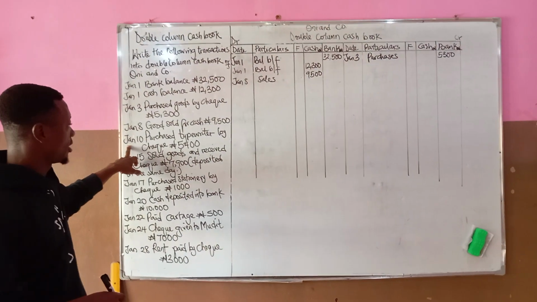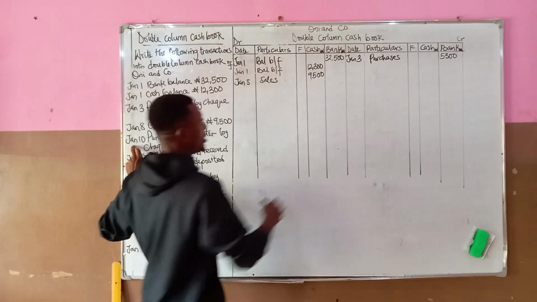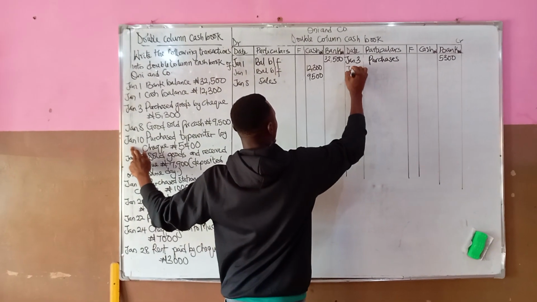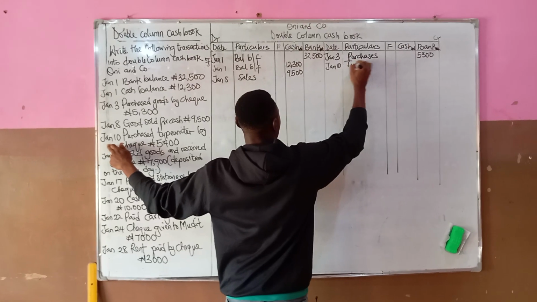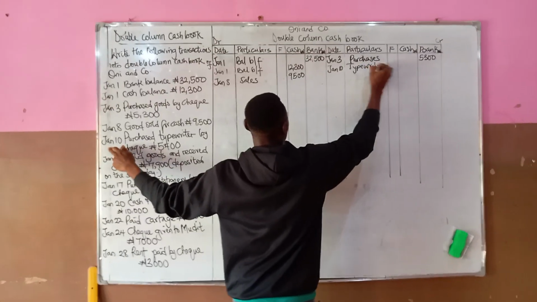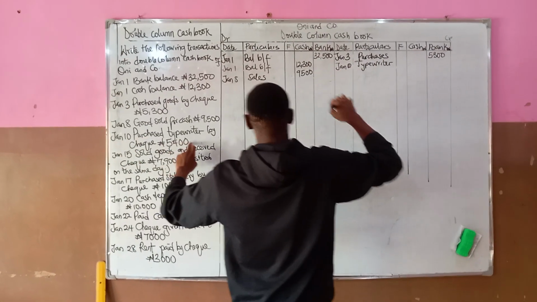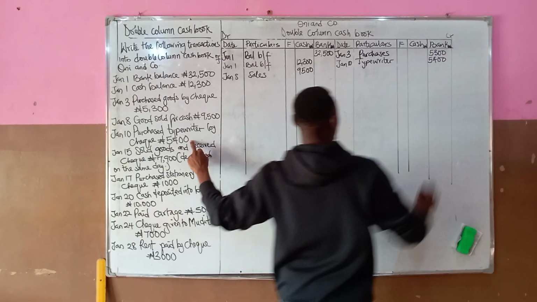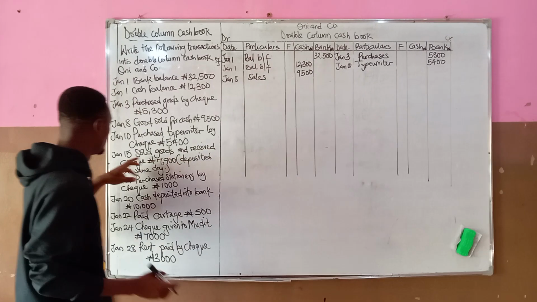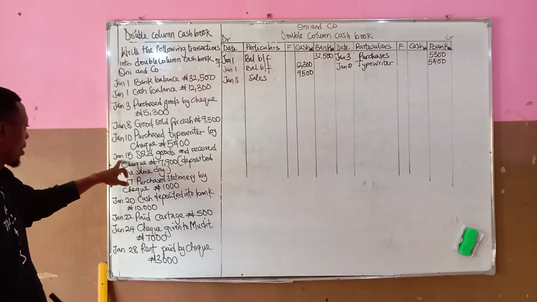January 10, purchased typewriter by check. January 10, expenses. What are particulars? Typewriter by check, 5,400. So most of our expenses has been incurred or paid via bank transfers or bank payments.